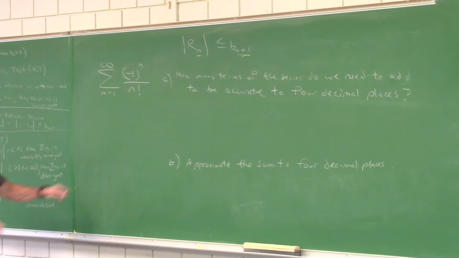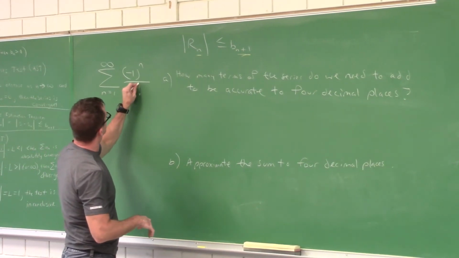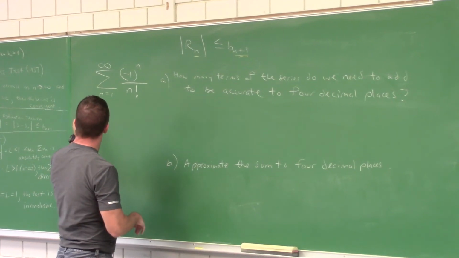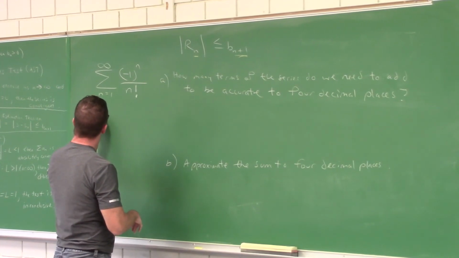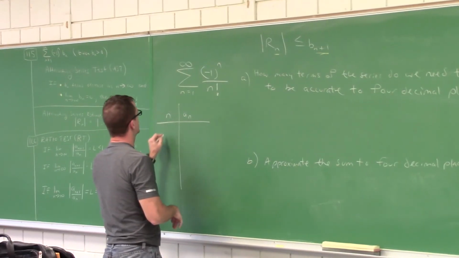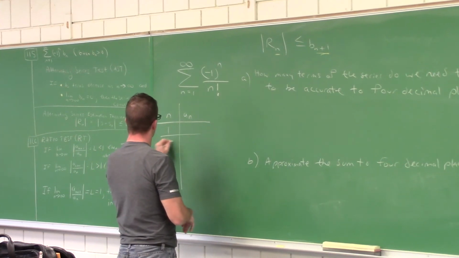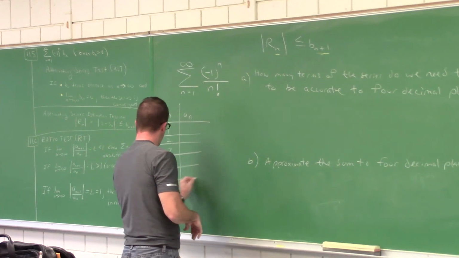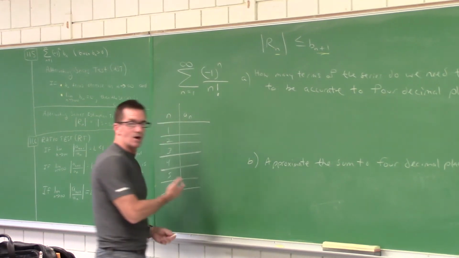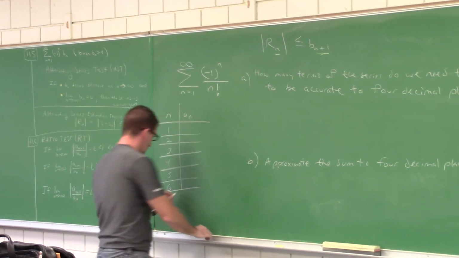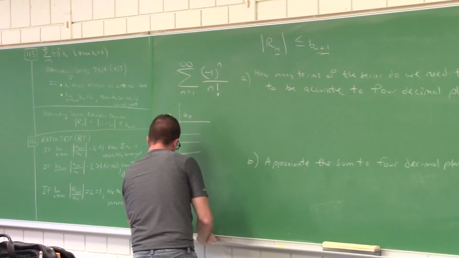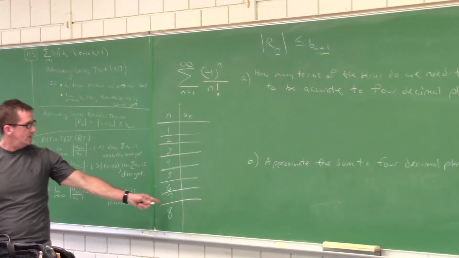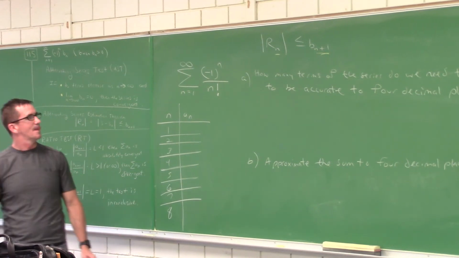-1 to the n, all over n factorial. Well, we'll make a little chart here, with n: 1, 2, 3, 4, 5, 6, 7, 8. I don't know how far we're going to have to go, so I'm just going all the way out here. If we need more, I'll make another table.